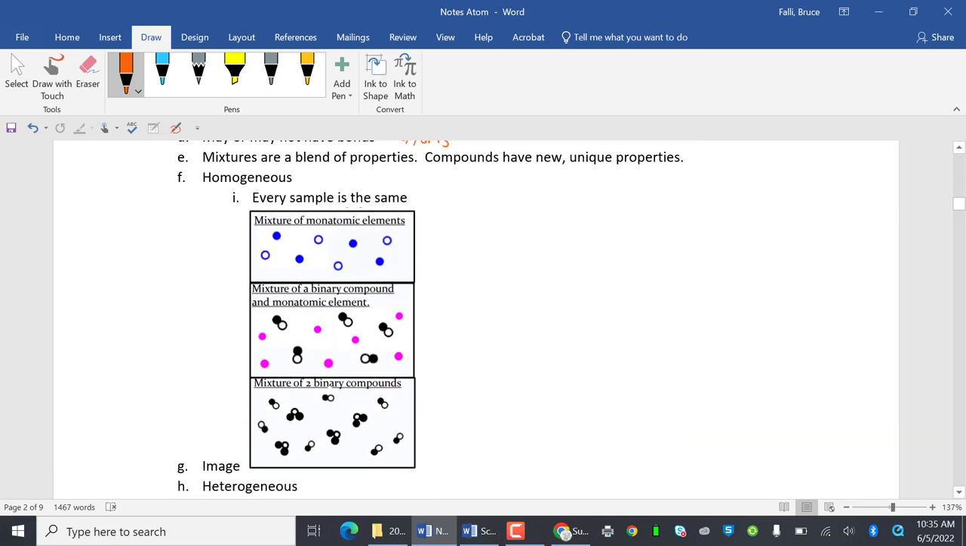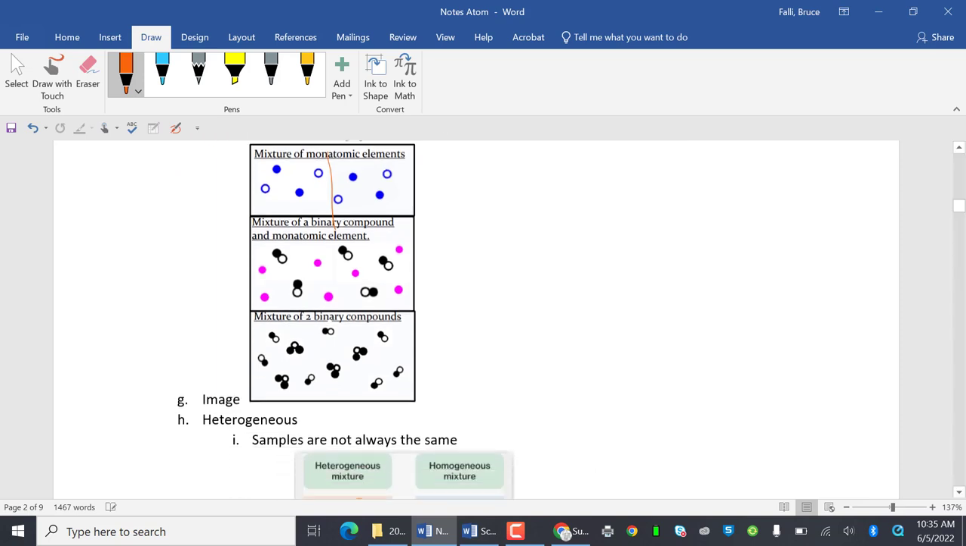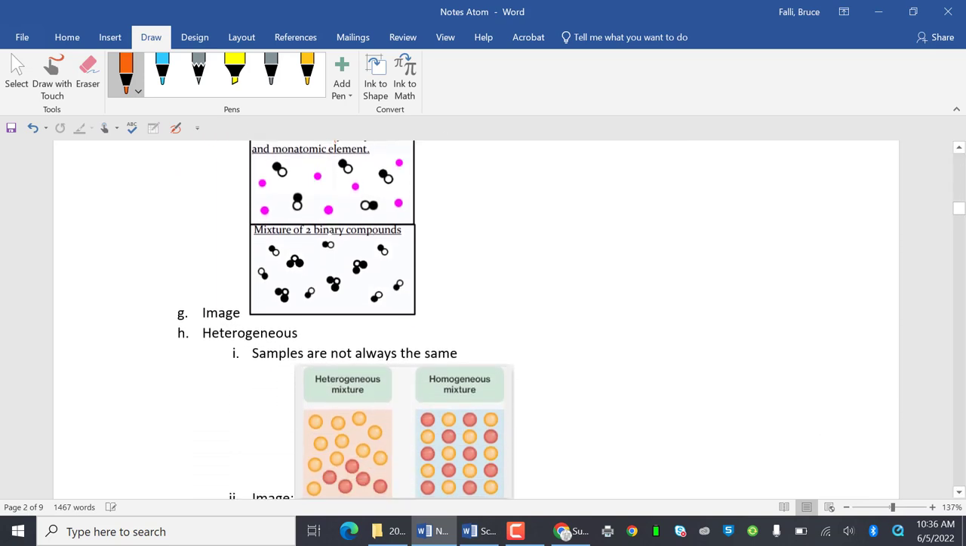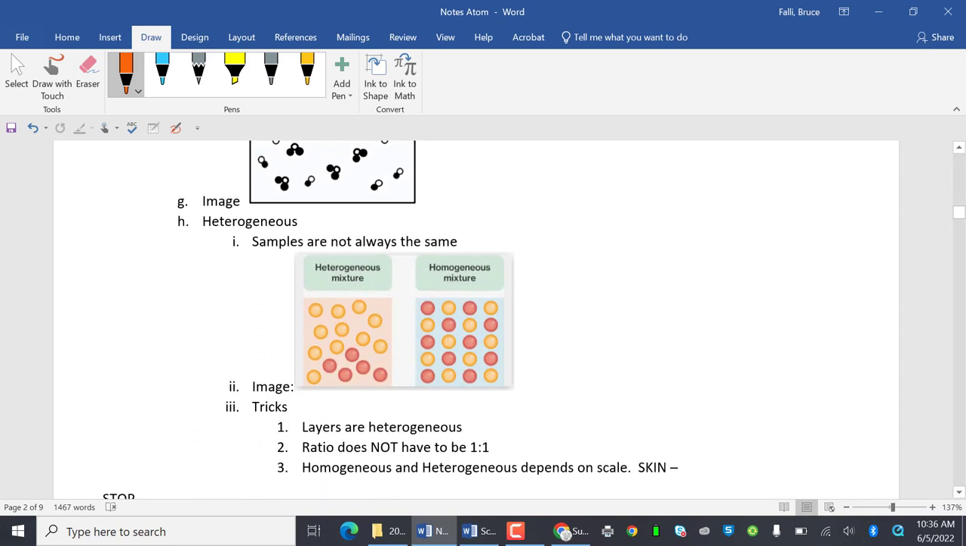Homogeneous means every sample is the same. See, if I cut this in half, I get two whites, two darks, okay? But every sample has to be the same. That's what homogeneous means. Homo means same. Homogeneous means the samples are the same. Heterogeneous: the samples are not always the same. So in the image, we'll just go with samples are not. We get rid of the word always. I'll talk about how it gets kind of crazy.